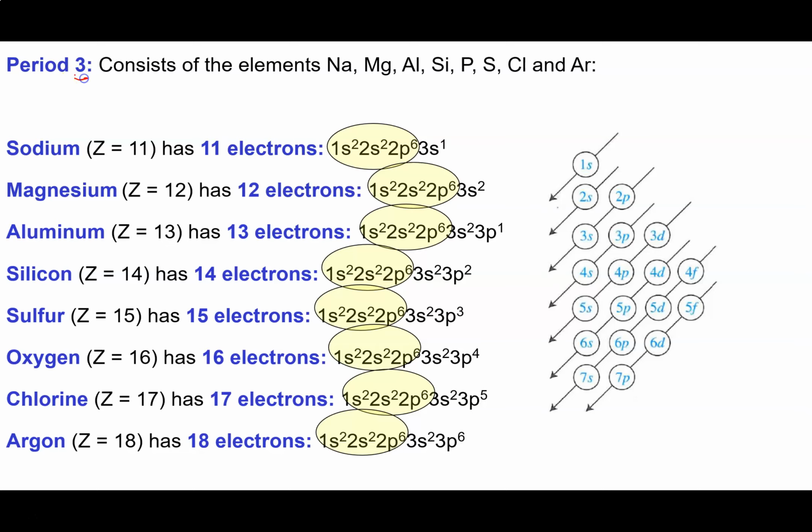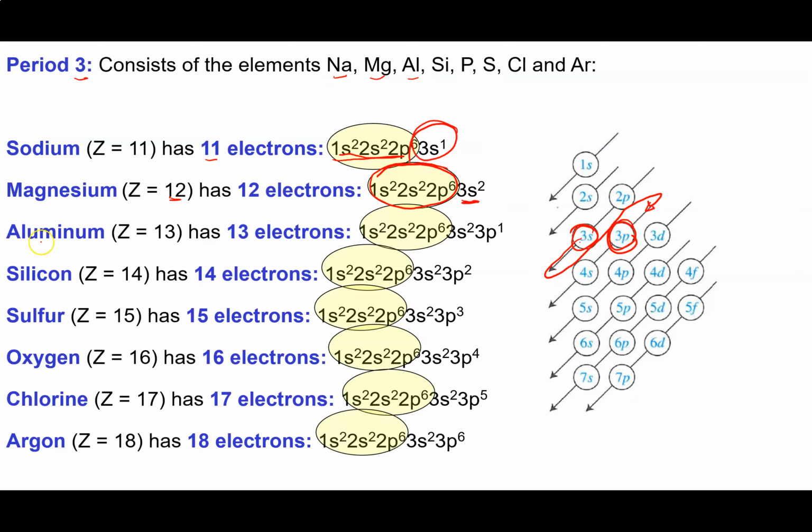So period 3 is sodium, magnesium, aluminum, silicon, phosphorus, sulfur, chlorine, argon. So sodium with 11 electrons, it has everything that neon has, which is 10 electrons, plus 1 more, and that extra electron is going to go into the 3s. Then magnesium has 12 electrons, so it has the 10 that neon has, and then it has another 2 electrons in the 3s. But now the 3s is filled because S subshells can hold 2 electrons, so we have to go over to the 3p.